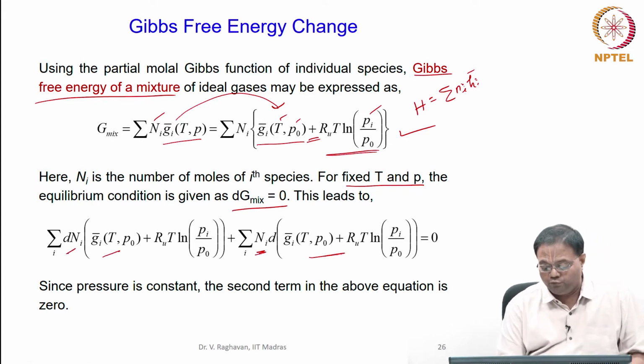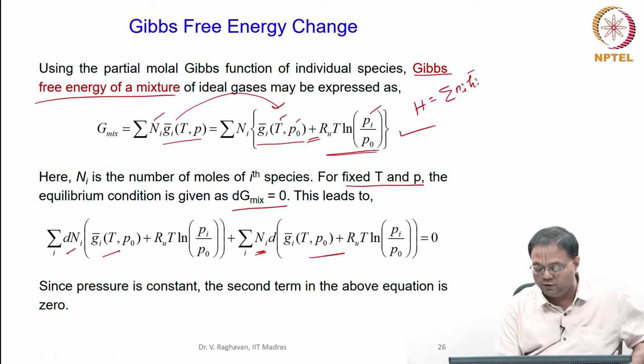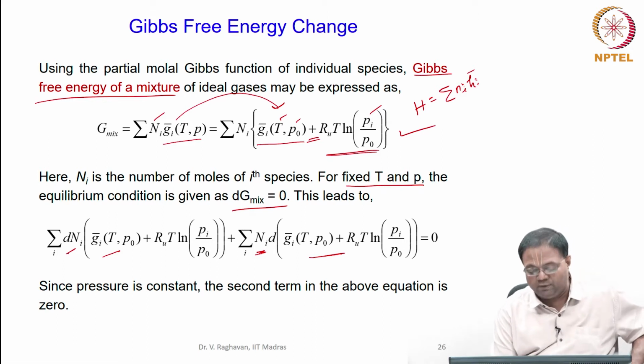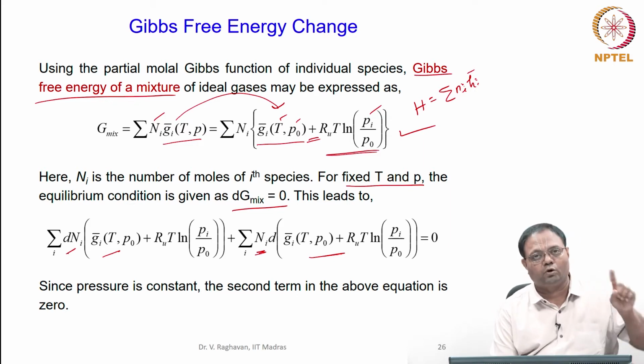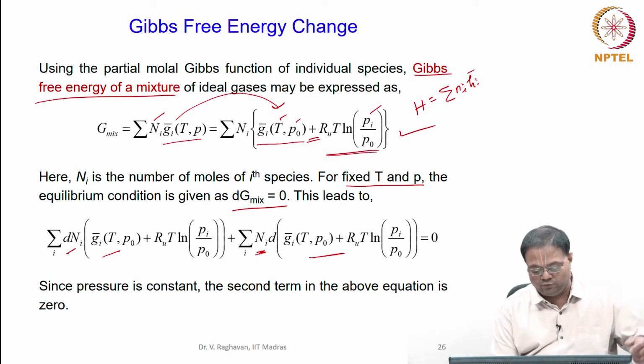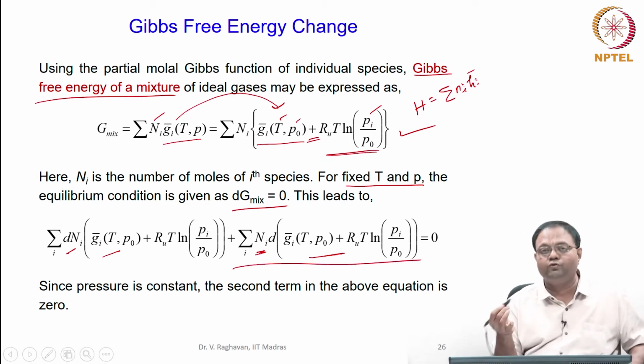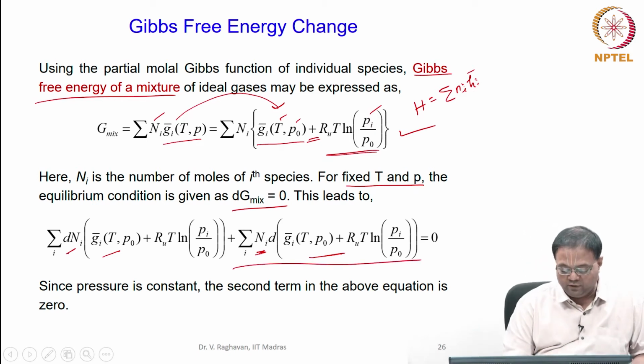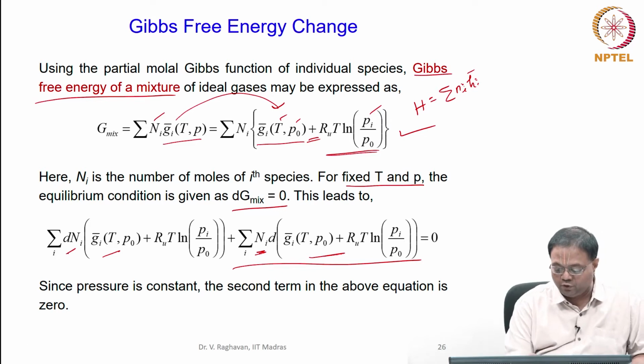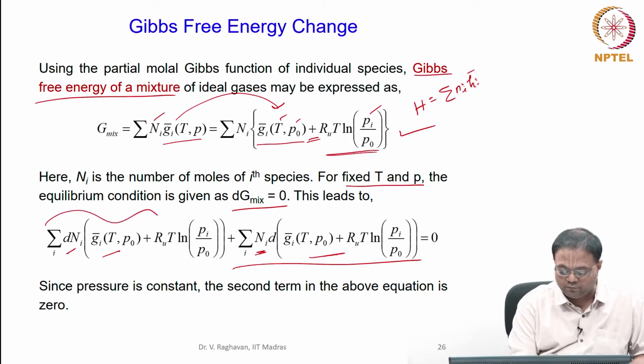Now you can see that the second term goes to 0, because at a given temperature G has a constant value. Similarly, pressure is constant; partial pressure is dependent on the total pressure, which is constant. When you sum all the partial pressures, you get the total pressure, and total pressure is held constant. So the second term goes to 0, which means dG mix will be just equal to the first term.